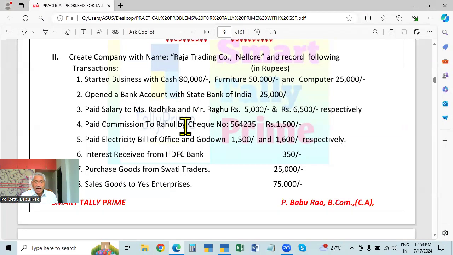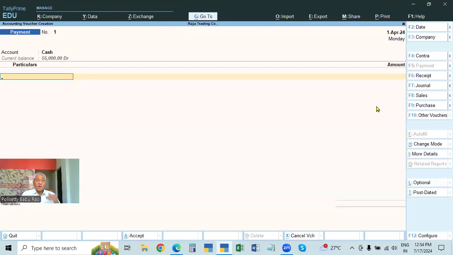We are paying cash, and personal accounts are not required. We are paying salary. Why are we paying, or to whom are we paying? Paying expense or to a person? So we are paying expense.